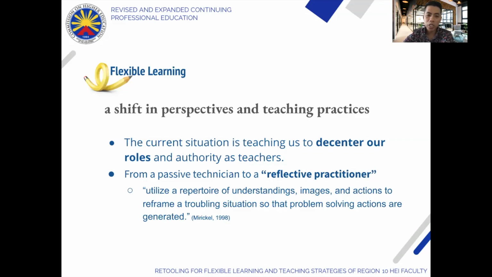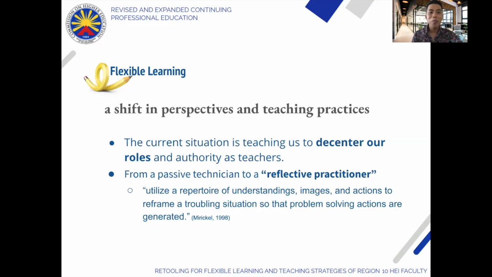The current situation is teaching us to decenter our roles and authorities as teachers, from a passive technician to a reflective practitioner. And what does a reflective practitioner do? Basically, it is utilizing a repertoire of understandings, images, and actions to reframe a troubling situation so that problem-solving actions are generated. And that's what we are doing now, which is actually really great.